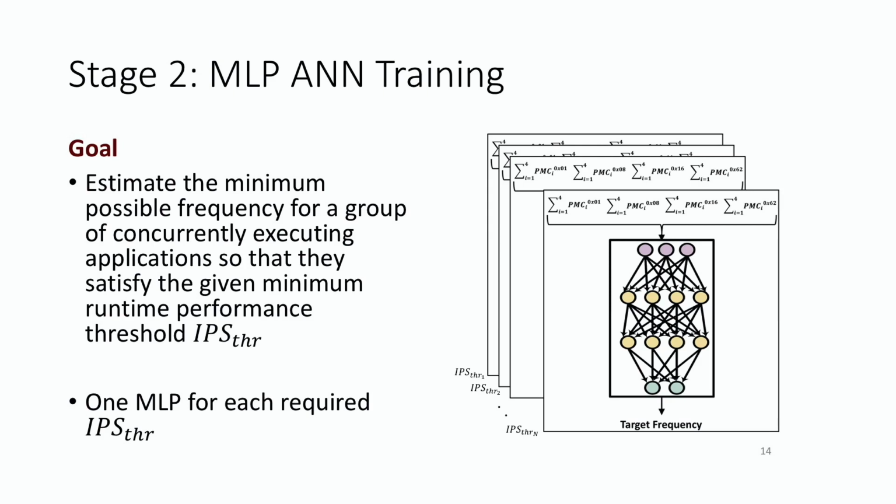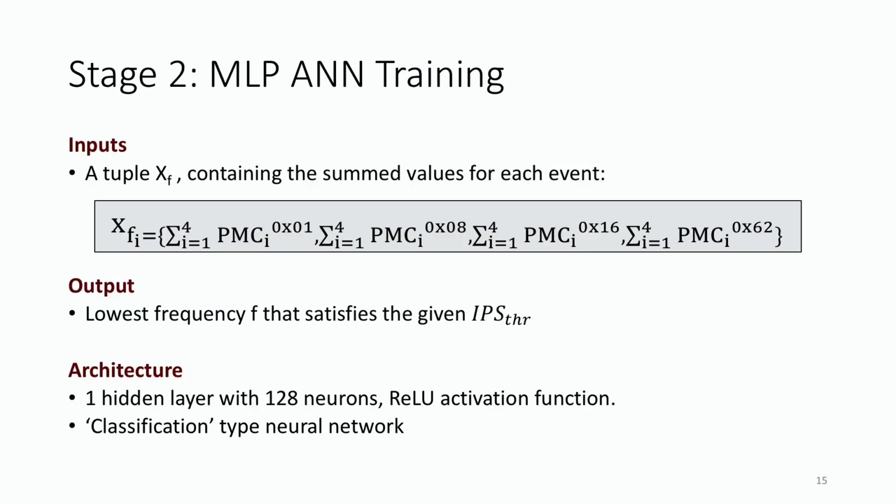In this stage, we use the selected performance events to construct a training set for a group of MLP neural networks. Our methodology uses one neural network per performance threshold. Each neural network takes the summed values of the selected events as input. The input x sub f describes the current state of execution for any given group of applications. The neural network then selects the target frequency that satisfies the performance requirement from one of 10 available classes, with each corresponding to an available frequency of the processor.